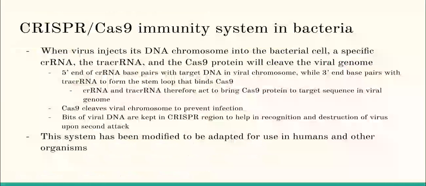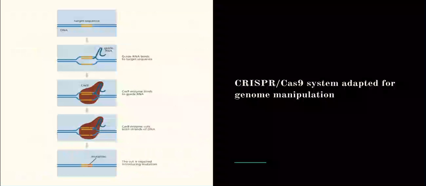Bits of viral DNA are kept and incorporated into the CRISPR region, as previously described, to help with recognition and destruction of the virus in a second attack. This system has been modified recently to be adapted for use in humans and other organisms. The CRISPR-Cas9 system has been adapted for genome manipulation. This is illustrated in the following diagram, but will be further explained in the next slides.